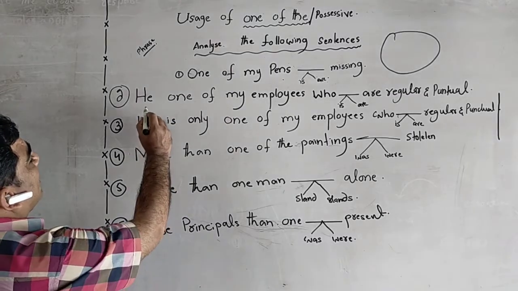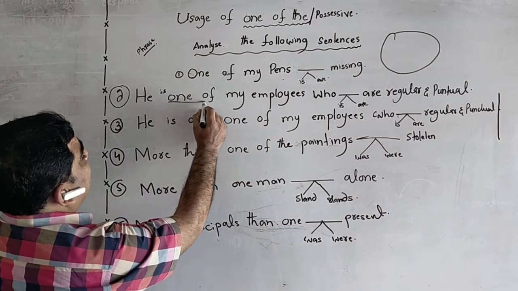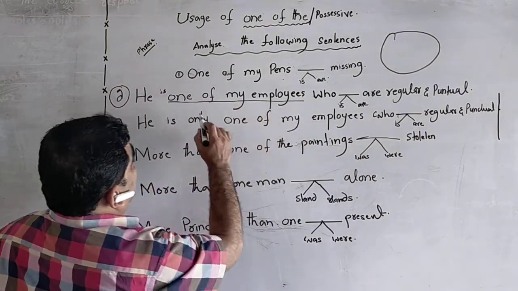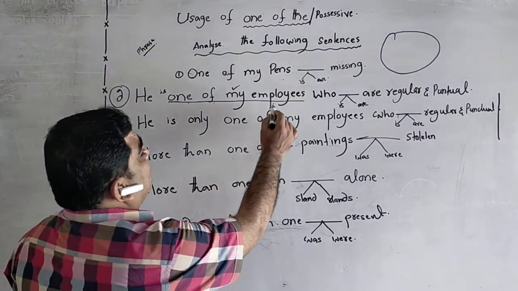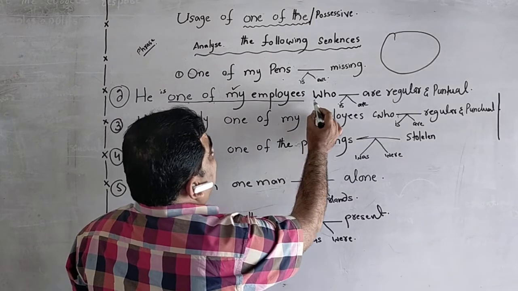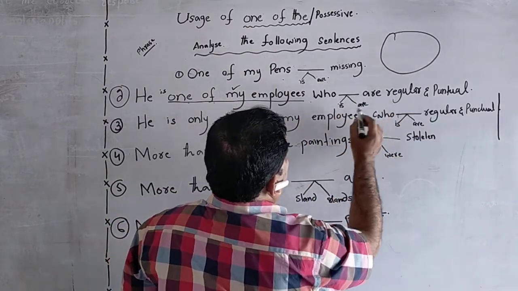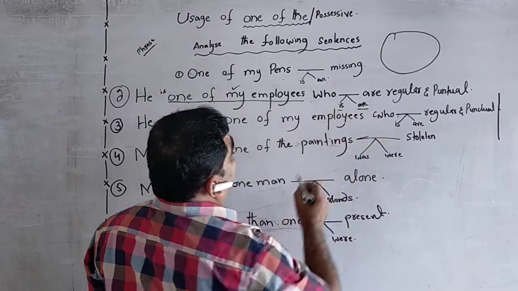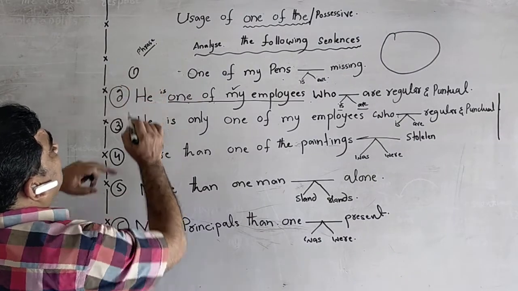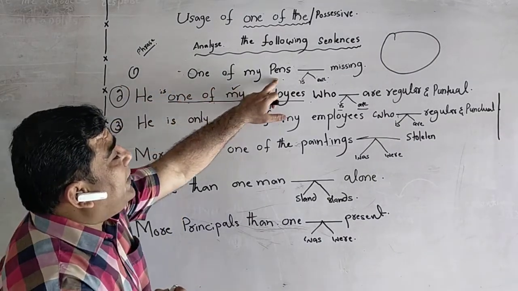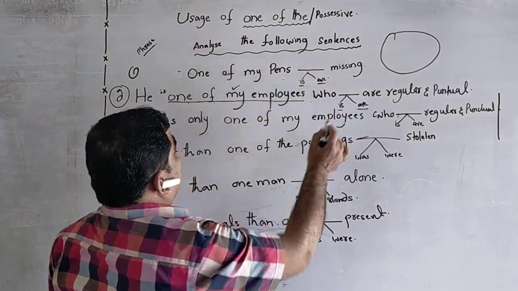One is, he is one of my employees. One of, then a possessive pronoun, and then we have a class who, dash, are regular and punctual. We have is and are. But before that we have number one, that there is number one: one of my pens, dash missing, is or are.